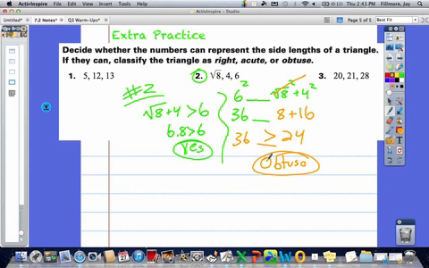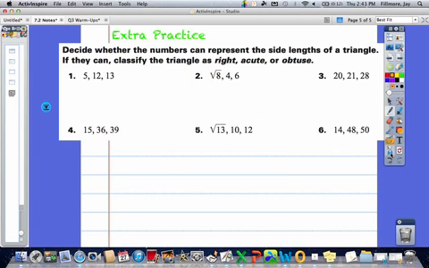Let's do one more, just for the kicks and grins here. Let's do, let me see which one is going to give me a problem that I would like. Let's do number 5. First, let's check and see if this can form a triangle. So if I add the square root of 13 and 10, that's not going to work.